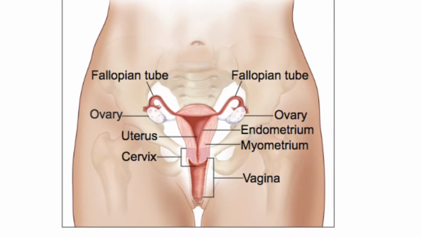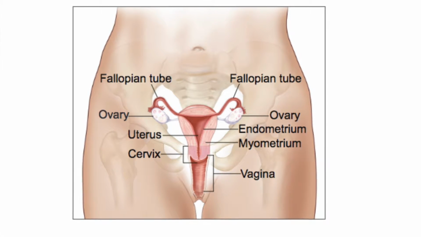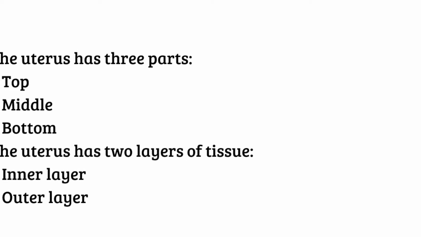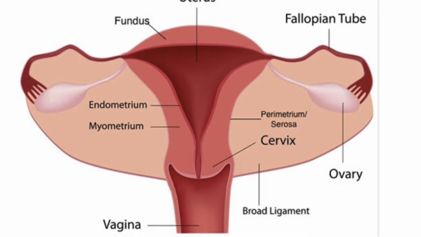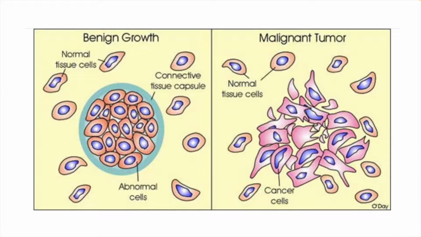The uterus is part of a woman's reproductive system, and it is a hollow organ in the pelvis. The uterus is made up of three parts, the top, middle, and the bottom. And it has two layers of tissue, the inner layer and the outer layer. So cancer begins in the cells, the building blocks that make up tissues. Tissues make up the uterus and other organs of the body.